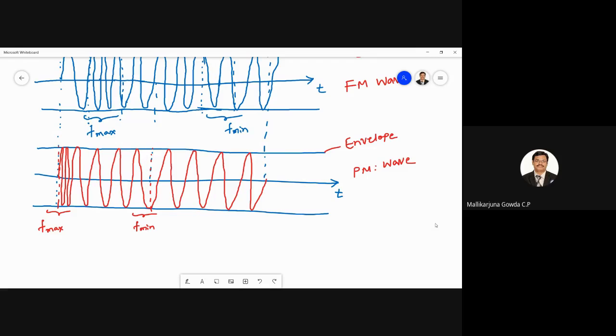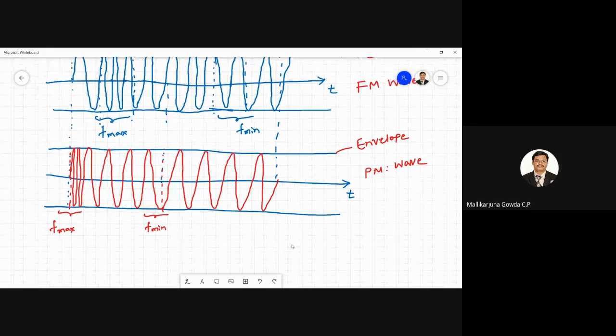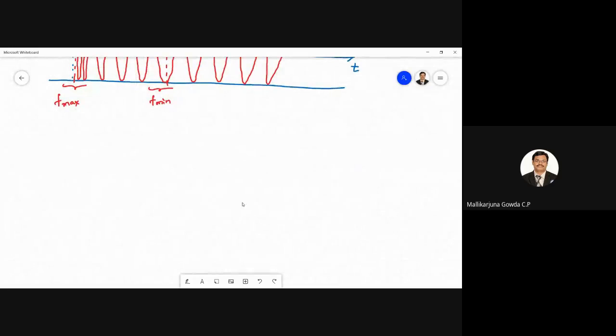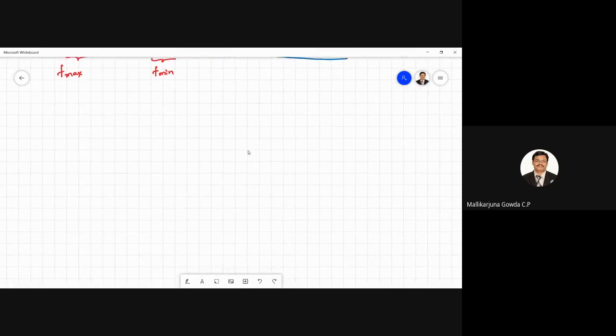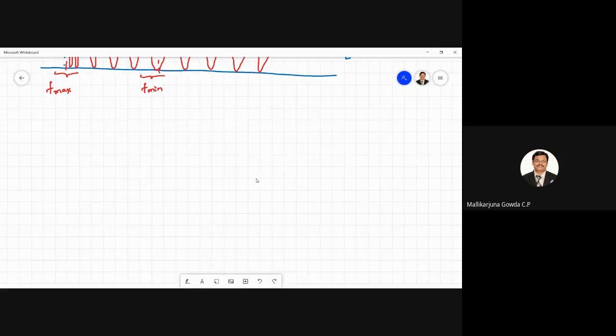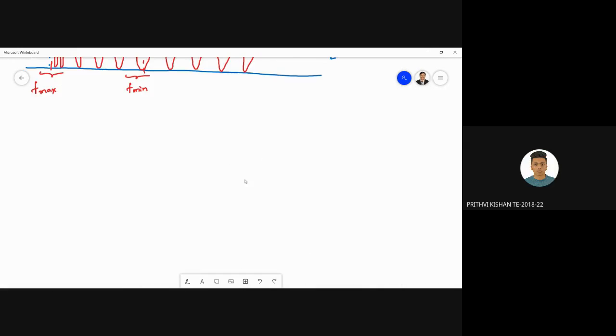Do you know what is linear and non-linear? When do you say it is linear? To say linear, it should follow what? Or it should obey what? Linearity. Sir, it should be proportional.